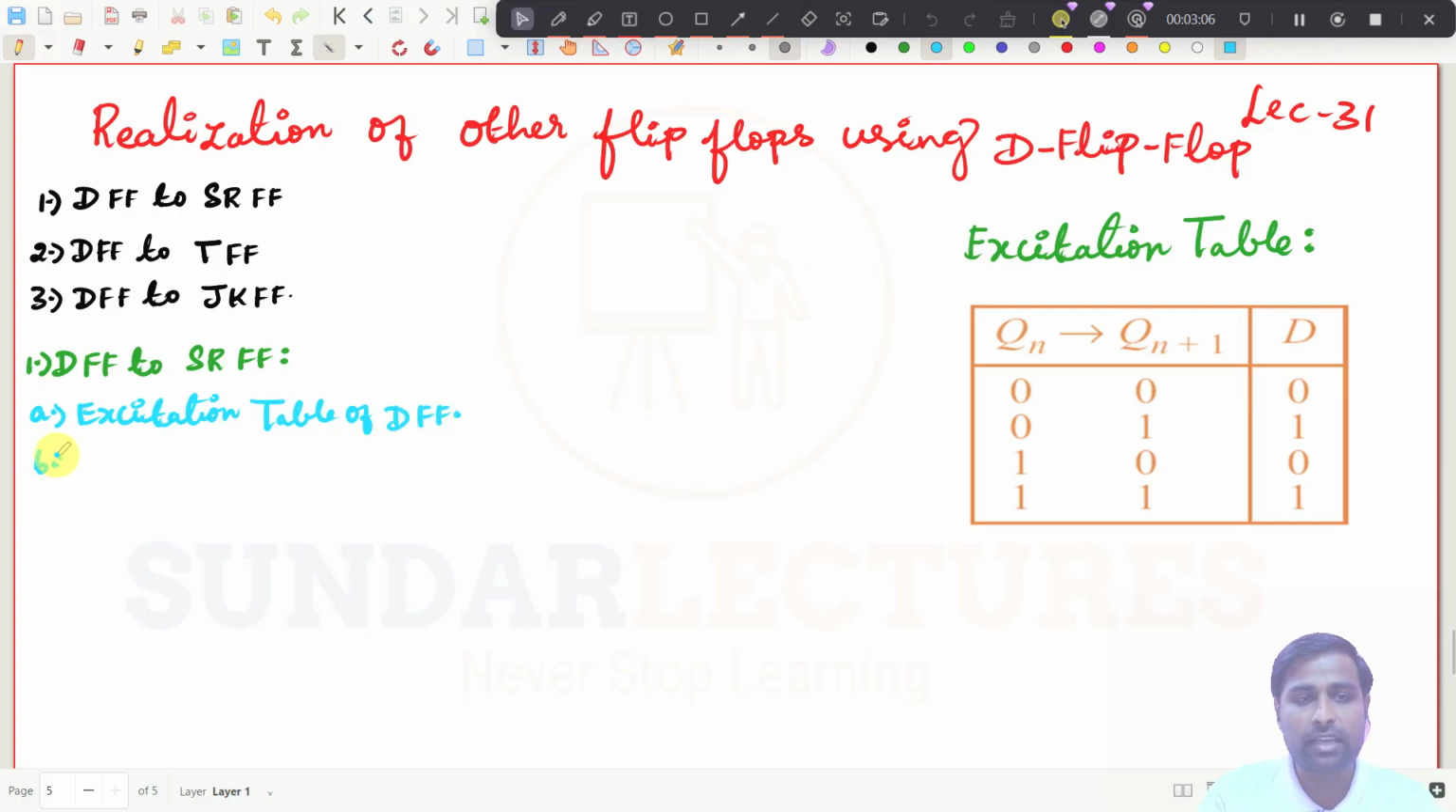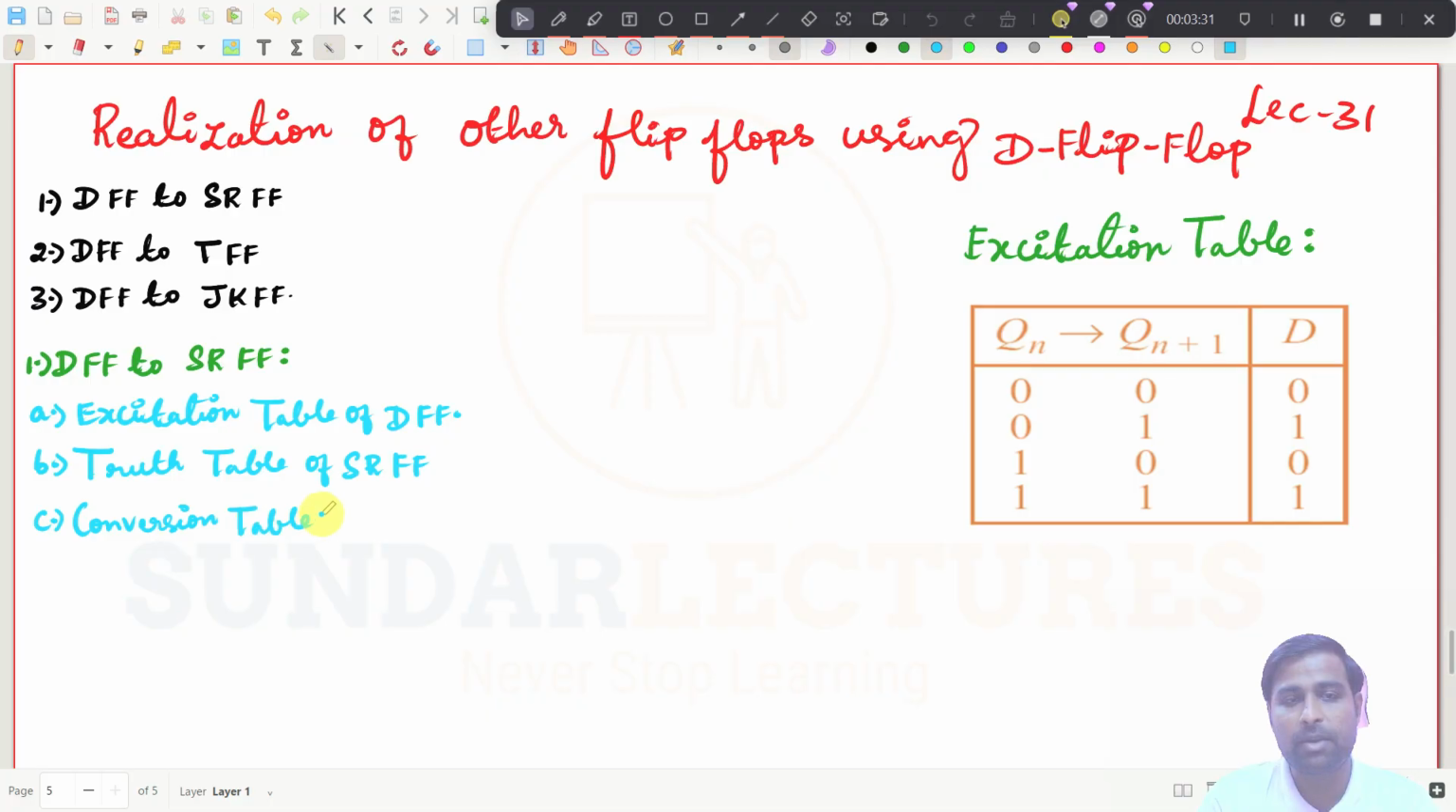And what is the second thing we need? Truth table of which flip-flop you are going to convert. That truth table you need here, so that is the SR flip-flop, and then the conversion table, right? So first we see these three steps. Conversion table, I will draw the conversion table anyhow. We will take this one first separately, one by one, and then I will show you the conversion table.